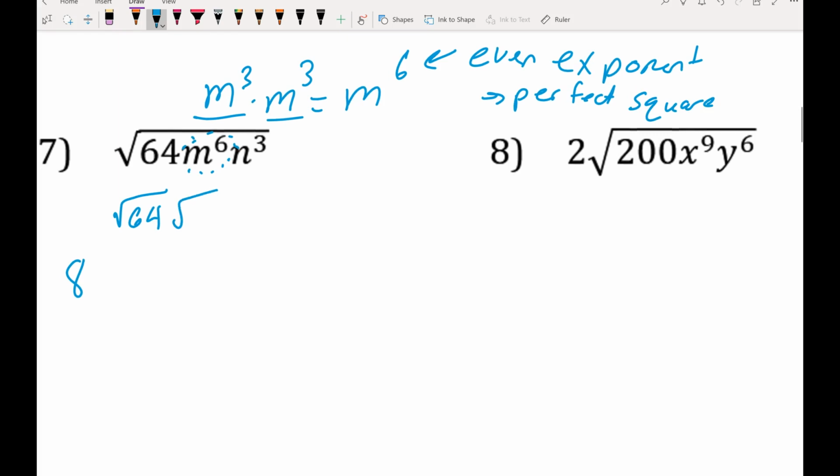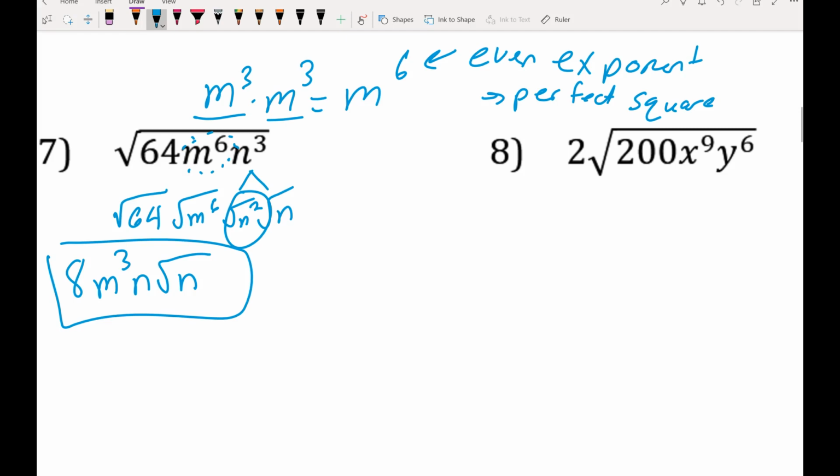So I know m to the 6th is going to be a perfect square. That's going to turn into m to the 3rd on the outside of the radical, because the square root of m to the 6th is m to the 3rd. And then I could do my same trick with the odd exponent. Break it up into n squared times n, and radical n squared is n. I multiply that on the outside. The only thing I have left in the radical is n.